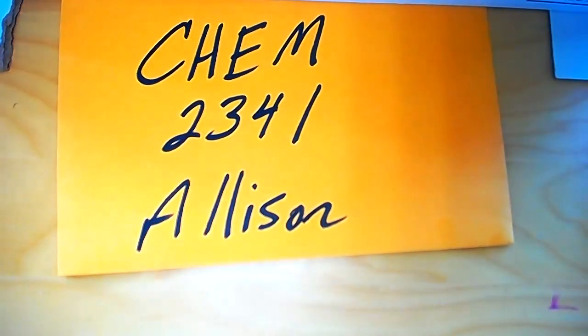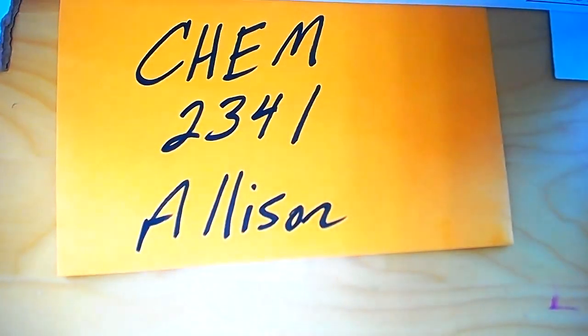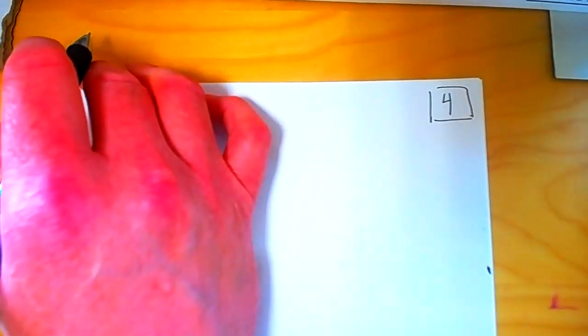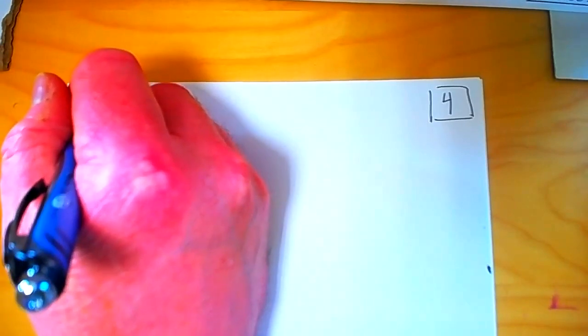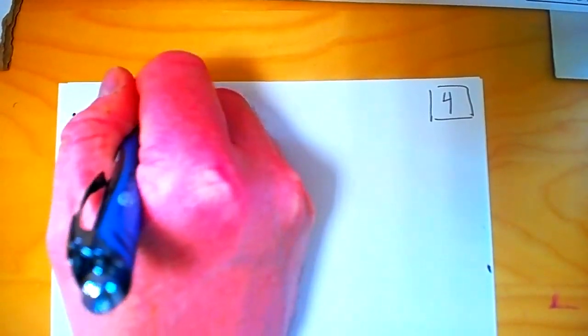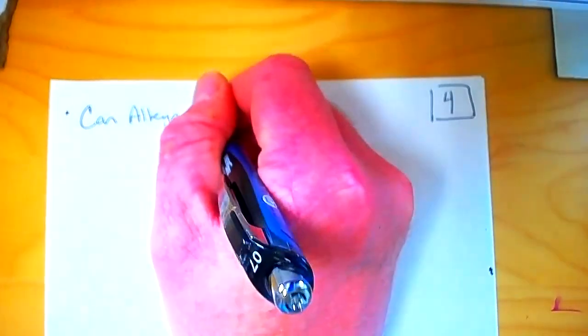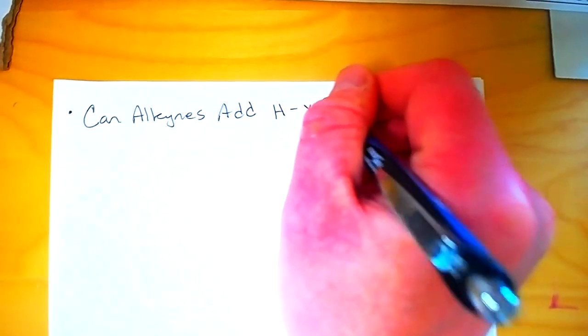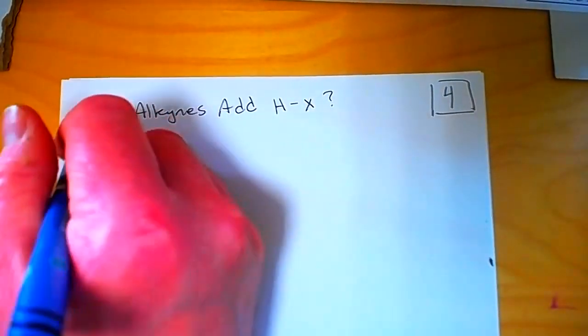Okay, so let's go ahead and talk about this a little bit. This is page 4 now. The first thing we're going to talk about before we get into any of the anti-Markovnikov stuff is just to mention alkynes a little bit. So can alkynes add hydrogen halides? And the answer is most certainly they can.